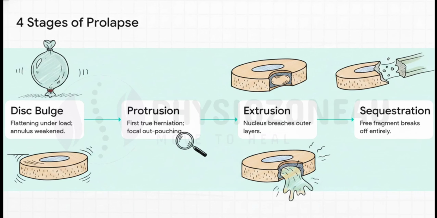Think of it like pressing down on a water balloon. Stage 2, the protrusion, is your first true herniation. That inner gel pushes outward into a specific localized spot. By stage 3, the extrusion, the structural integrity fails entirely. The inner gel actually spills out and it ends up looking a bit like a mushroom. Finally, stage 4 is sequestration. This is where a free fragment of that inner disc gel breaks off entirely and just migrates away into the spinal canal.